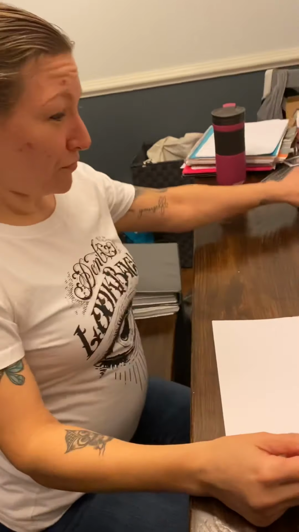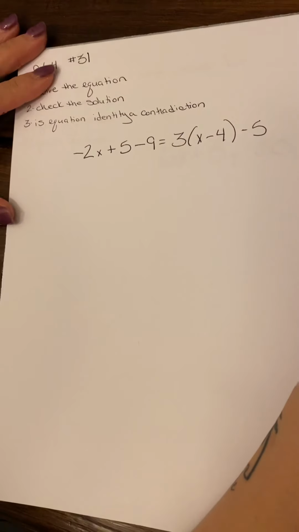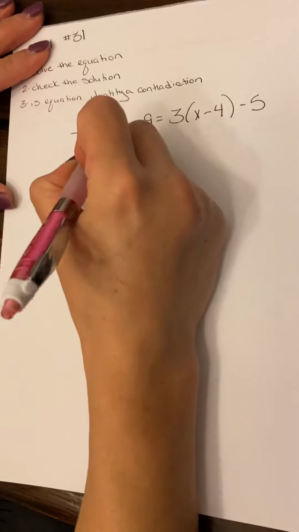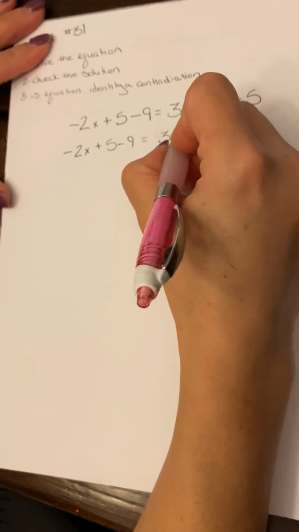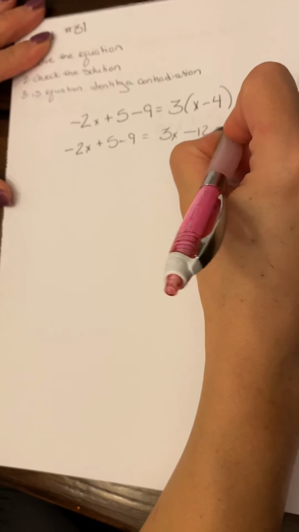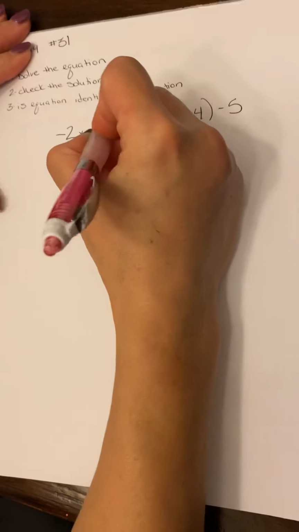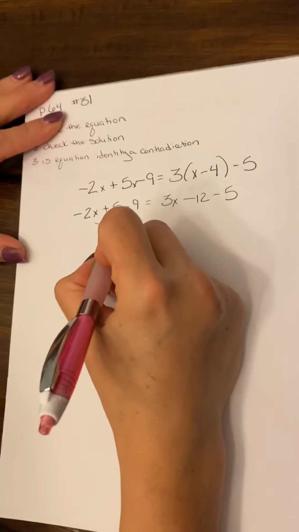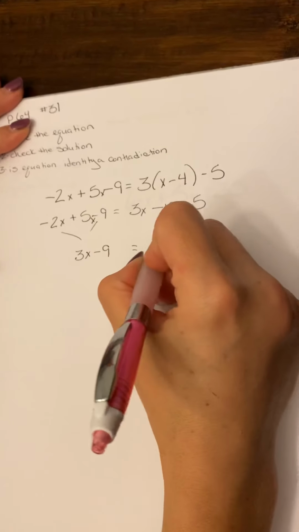Start with problem number 631 on page 64. I'm going to start by using the distributive property to clear out the parentheses. And I'm going to combine the like terms. I'm going to combine these and combine over here.